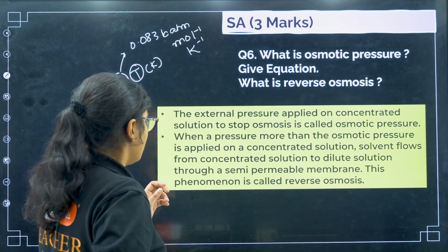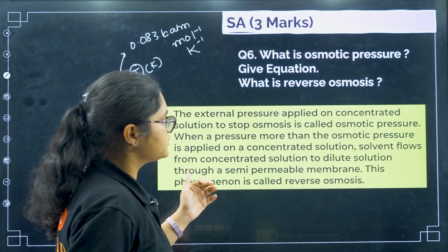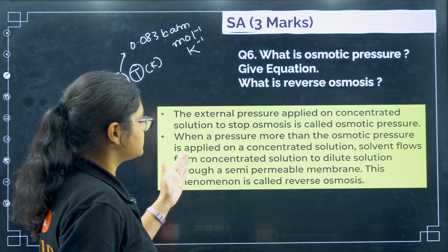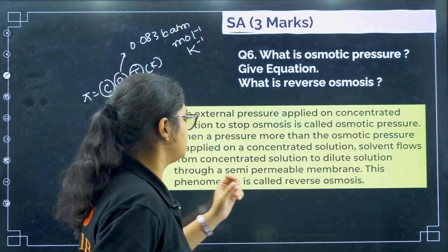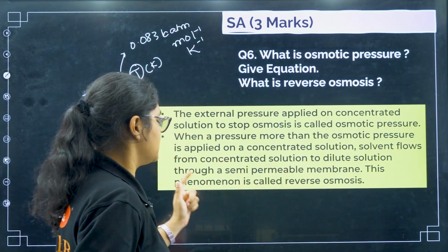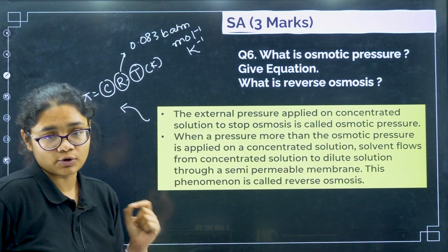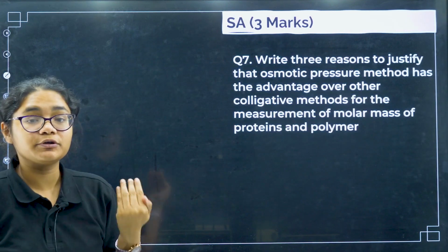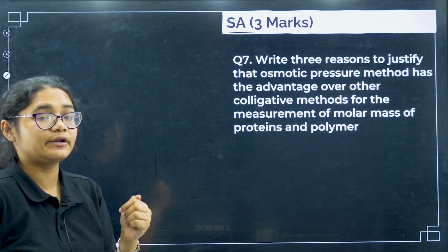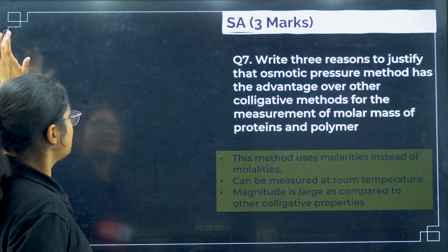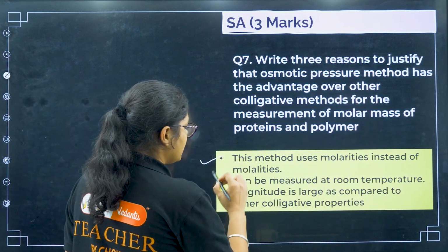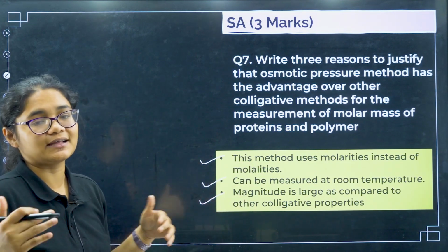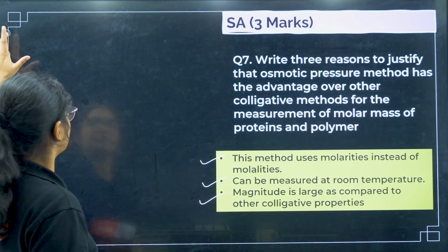Okay. Next is when a pressure more than the osmotic pressure is applied to a concentrated solution, the solvent flows from the concentrated solution to the dilute solution through a semi-permeable membrane. This phenomenon is called reverse osmosis. Next, the three reasons why osmotic pressure is the better way to calculate the molar masses of macromolecules. The first thing, it uses molarity, it is calculated at room temperature, and the next thing is the magnitude is very large as compared to other colligative properties.